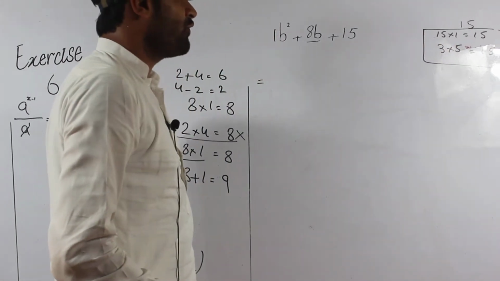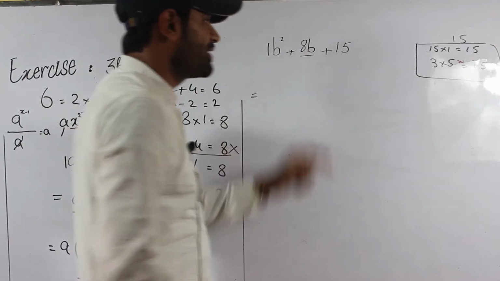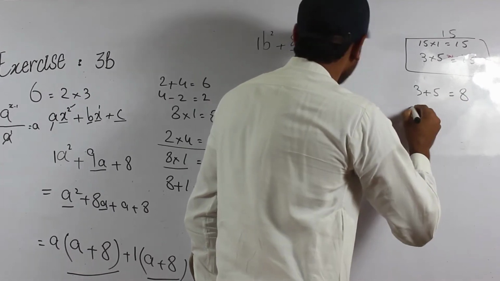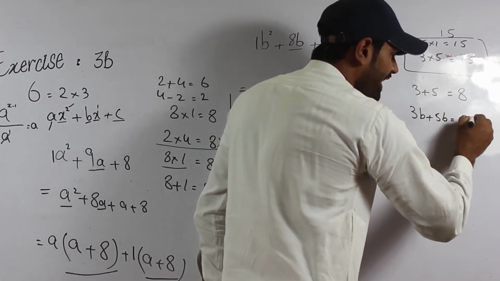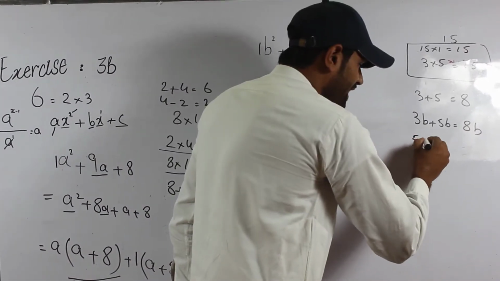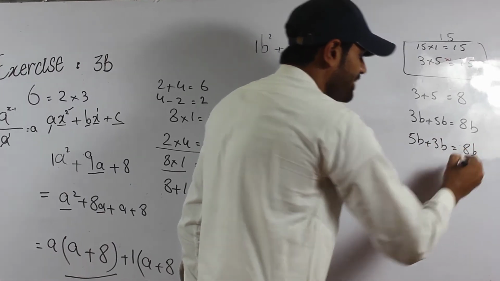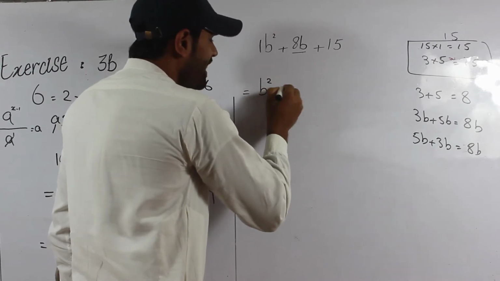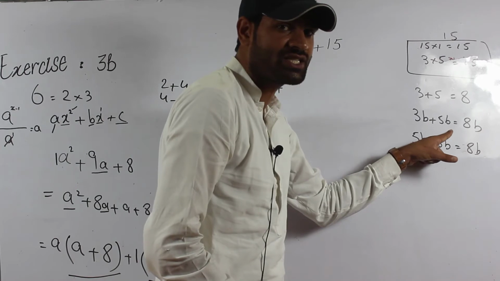Which one is useful for me for 8b? Which combination makes 8b? I use 3 plus 5, that is 8. So I need 3b plus 5b, which is equal to 8b in addition. It does not matter whether I write 5b plus 3b; it does not matter if I change their positions. So in b square, I break 8b into two terms: 3b plus 5b.